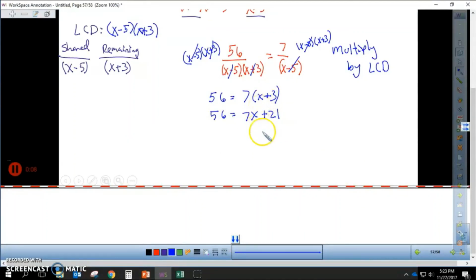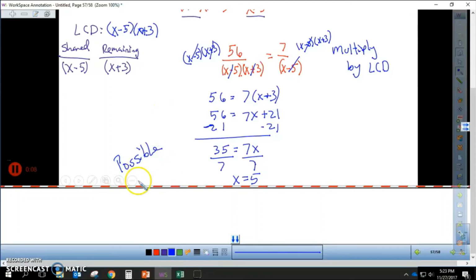And solving for x, notice this is linear, so I don't have to factor. If I had a quadratic, I would have to do the trinomial like I did in the last example. But here I'm just going to subtract 21 from each side, which gives us 35 is equal to 7x. I'm going to solve for x, dividing both sides by 7, and we get x is equal to 5. Okay, so this is our lone solution, and I'm going to go ahead and again say possible.